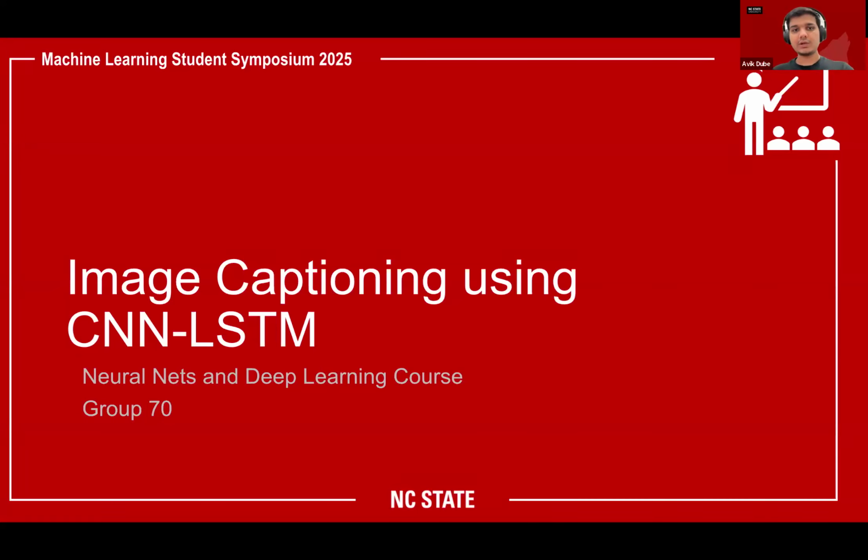Hi everyone, we are Group 70 and today we are presenting our work on image captioning using CNN-LSTM as part of our neural nets and deep learning course. This project is motivated by real-world accessibility issues: how visually impaired users access and understand visual content.